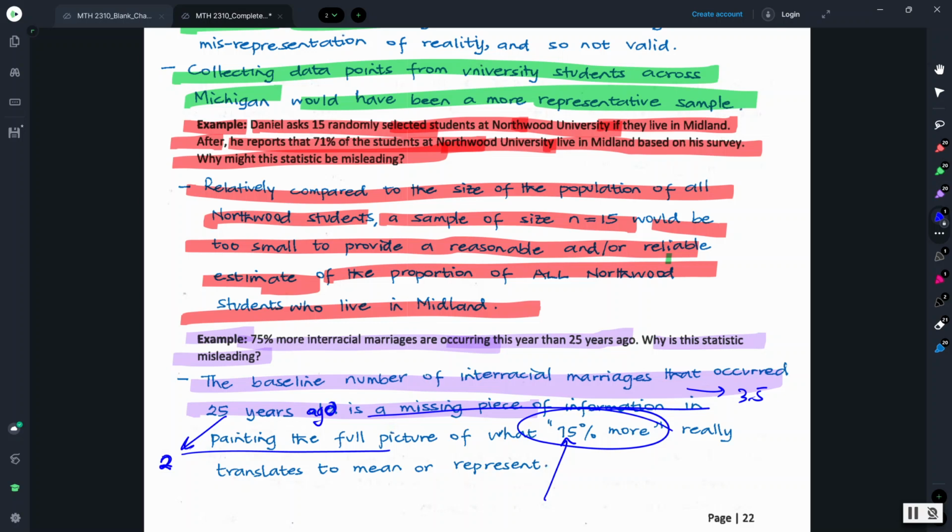So we want to be sure that when cases like this arise, we ask questions for more data to see if there's a justification for the use of percentages here. With that, we come to the end of this chapter.